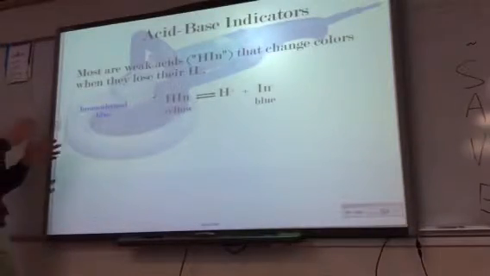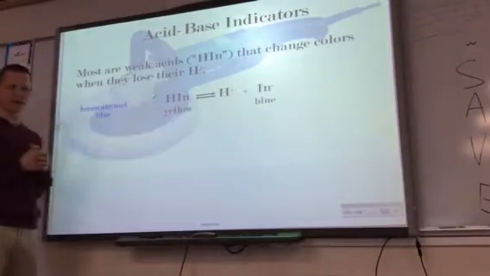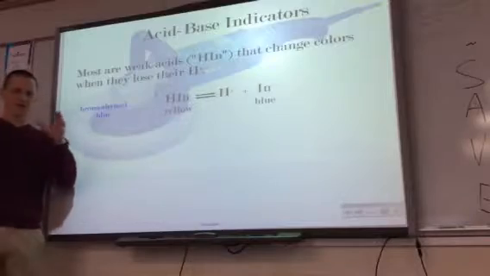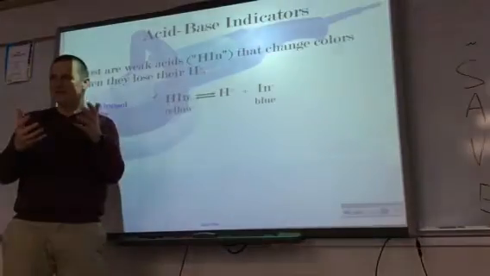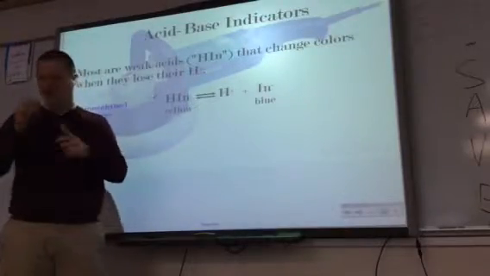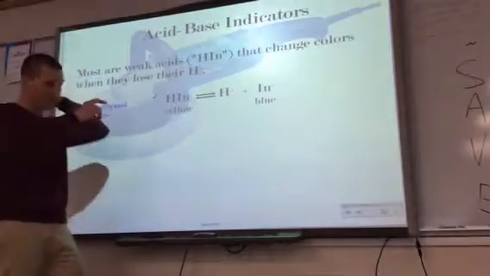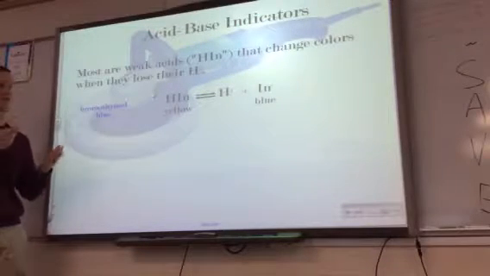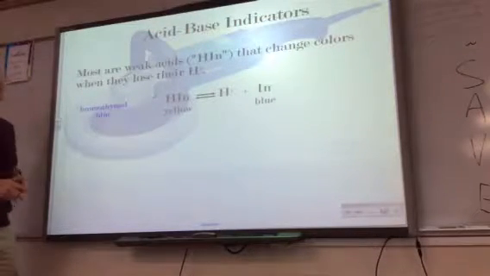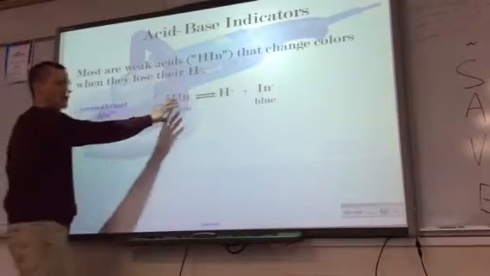Remember that the indicator itself is not affecting the acid-base reaction. So I know that this is an acid, but you don't use an indicator as an acid for a titration. You just have a drop or two of the indicator in the solution you're titrating, just to give you an idea of where it's at. Okay, now what do we do with this? Why would you see that?